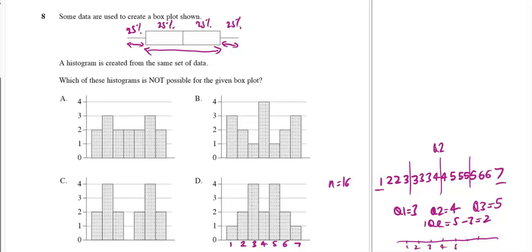Now, if I was to actually plot that on a number line, 1, 2, 3, 4, 5, 6, 7, it would look like this. It would have end whiskers the same size as the IQR, and we can see that that looks nothing like the box plot I was actually given. So the histogram which is not possible is D.